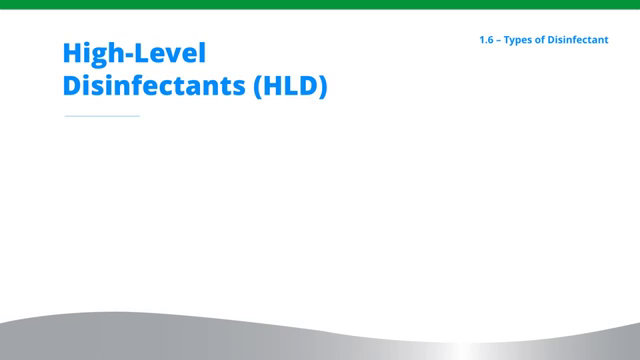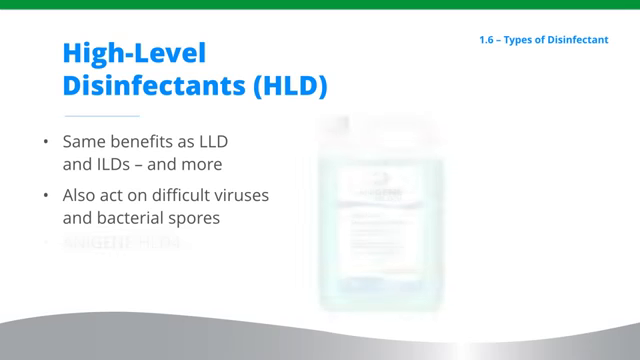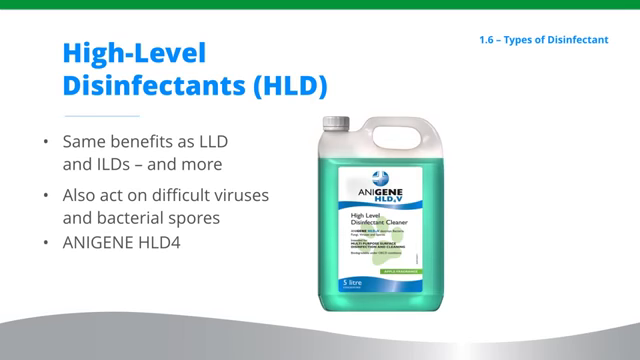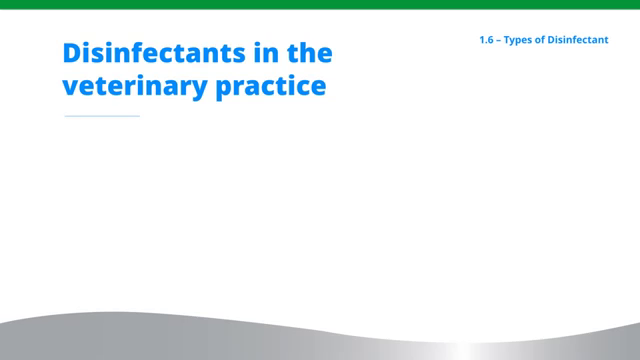High-level disinfectants will do all that an LLD or an ILD will do, such as the killing of grade 1 and 2 pathogens. They will also cope with grade 3 and other difficult viruses and bacterial spores. Anagene HLD4 and Chemgene HOCl are high-level disinfectants. Take care not to use a low or intermediate level disinfectant in the practice. Only HLDs are effective in this environment.